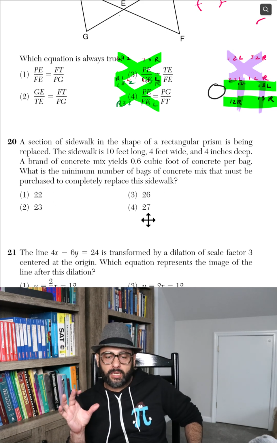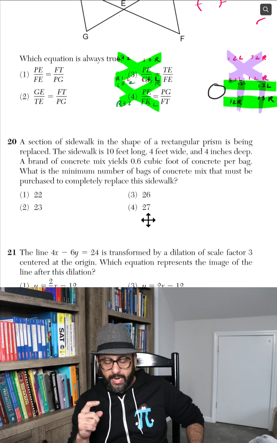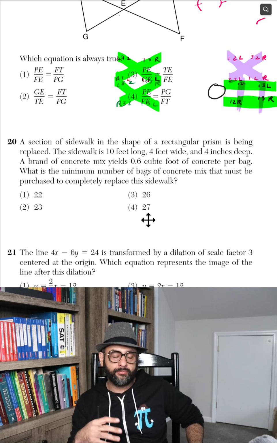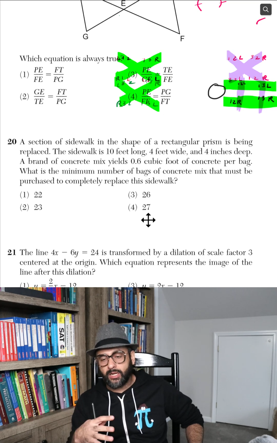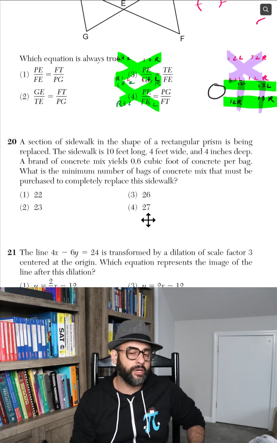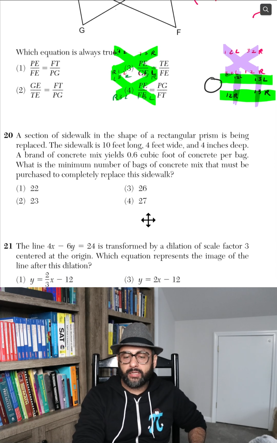So the sidewalk portion is 10 feet long, 4 feet wide, 4 inches deep. But that said, I know that the yield is 0.6 cubic feet, which is less than 1 cubic foot. So whatever the volume is, I know that the number of bags needed is going to be greater than the cubic feet. Now these numbers are pretty close to each other, 22, 23, 26, 27, so that doesn't quite let me eliminate any choices.